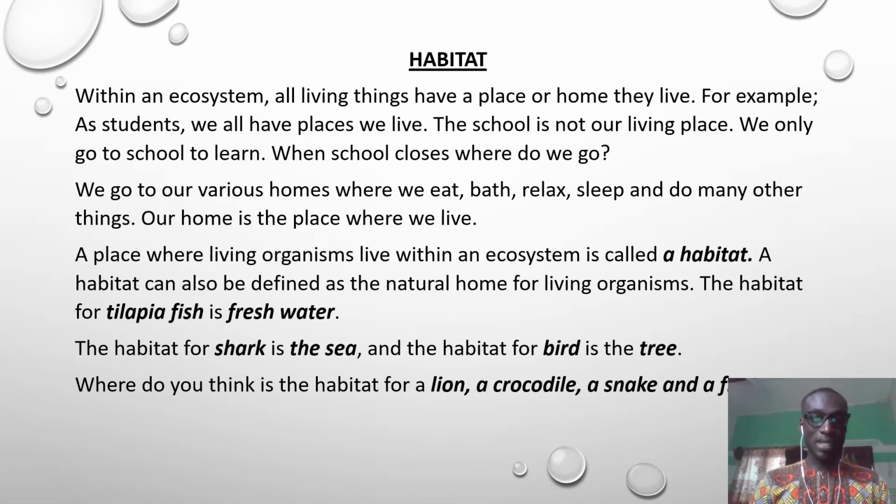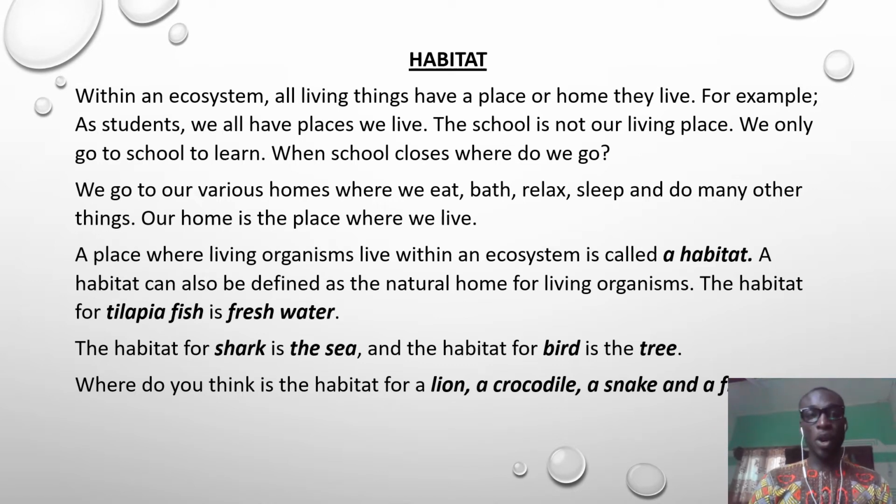The habitat for tilapia fish is fresh water or the water bodies. You realize that these fishes need water bodies in order to survive. So that is their home. But you and I, we have homes. So our parents maybe put up buildings for us whereby we can lay our heads. So that is our habitat or that is our home.